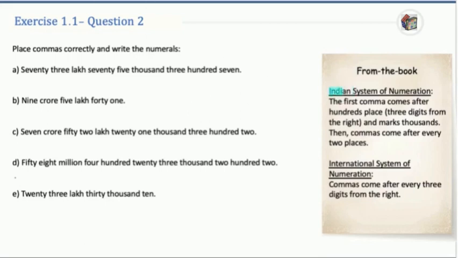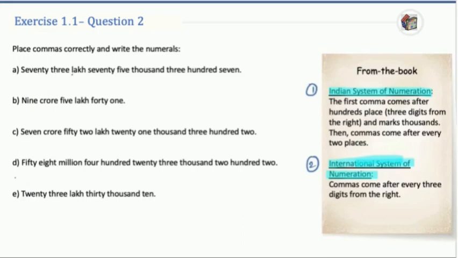So, in the Indian system of numeration, there's a different rule. And in the international system of numeration, there is a different rule. So I have to understand which system I am in first of all. Right now let me number this system 1 and number this system 2. And then when I read any part, I'll first identify which system I am in. Let me start with part A.